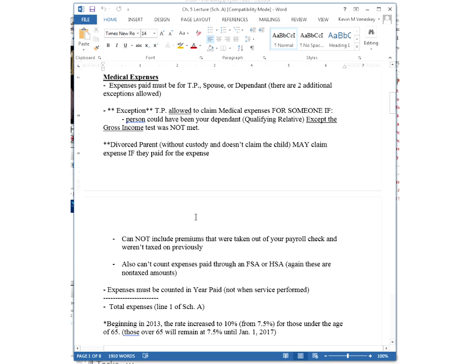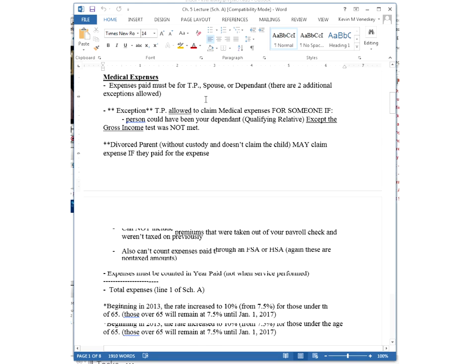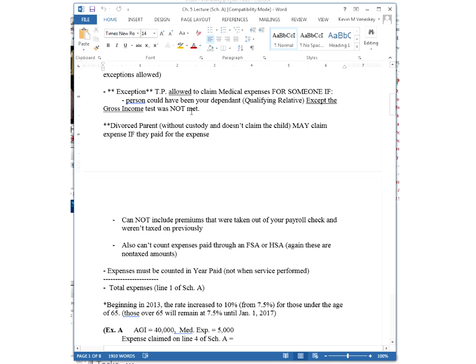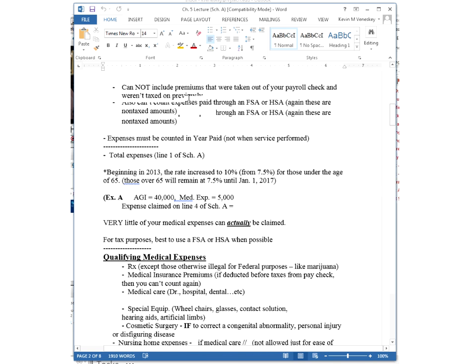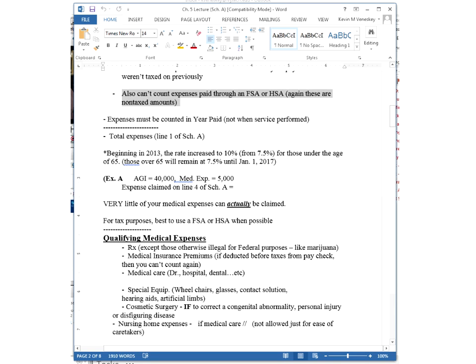And then for anybody else who pays for their medical expenses out of pocket, you're going to have quite a bit of medical expenses before even the first dollar can be counted as an itemized deduction. So who you're allowed to claim as medical expenses, you can read through here. Mainly it's just for you and your spouse and dependents, except for a couple exceptions here. You can read through that as you're going through.